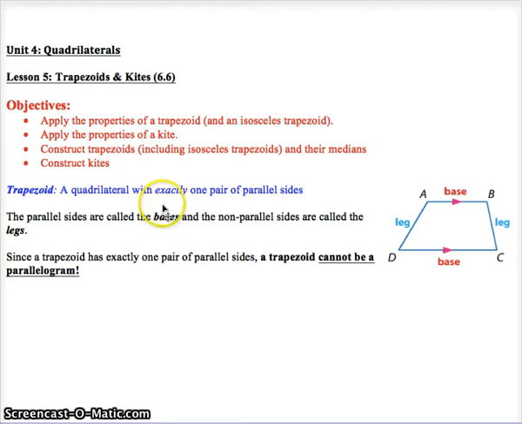I kind of like the other one. We'll talk about that in class. Different teachers have different ideas, but we're going with the book. And the book says this, exactly one pair. So, in other words, these have to be parallel. These have to not be parallel. It hurts me to say that, but that's what we're going with.